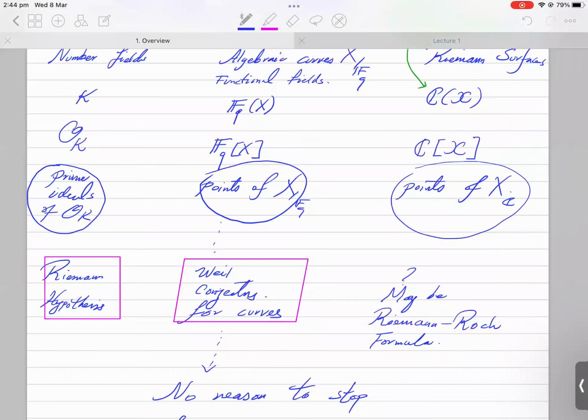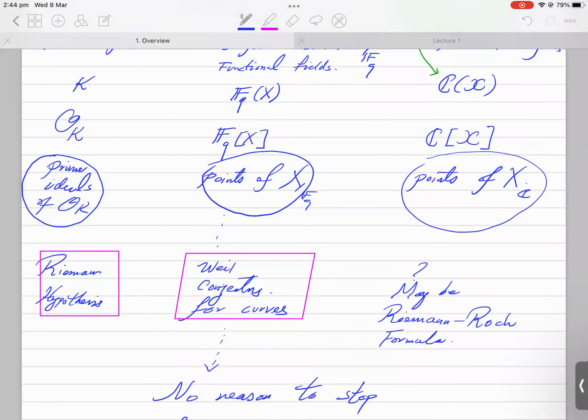And then if you go over C, then perhaps all of this for curves anyway reduces to Riemann–Roch. So I will talk more about this.